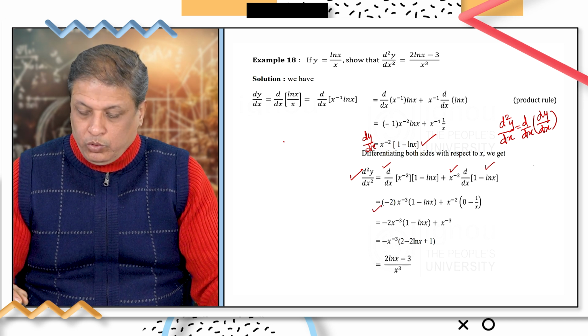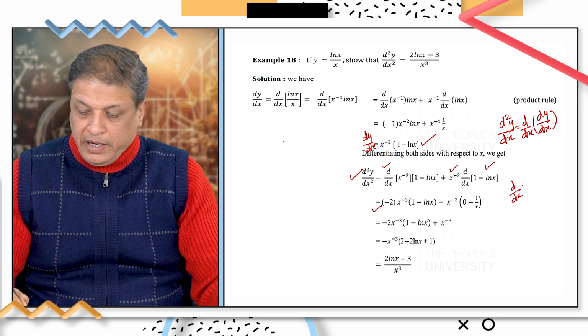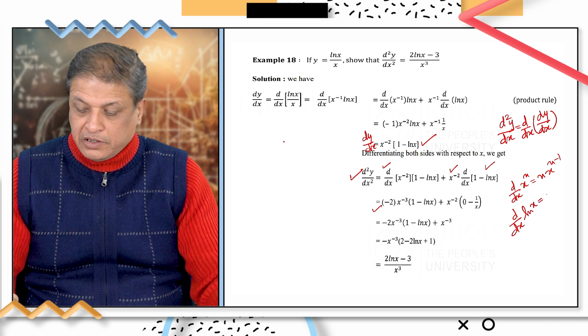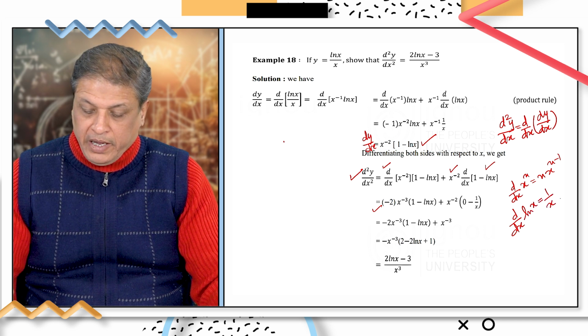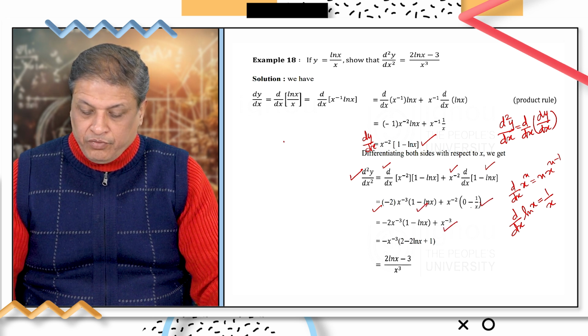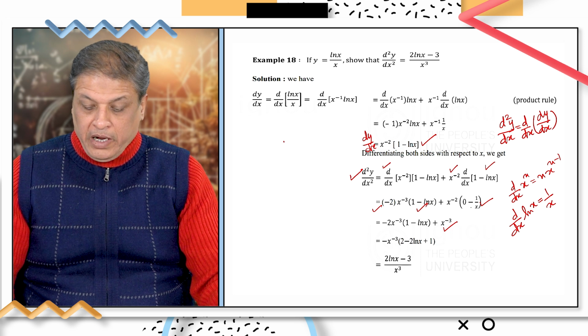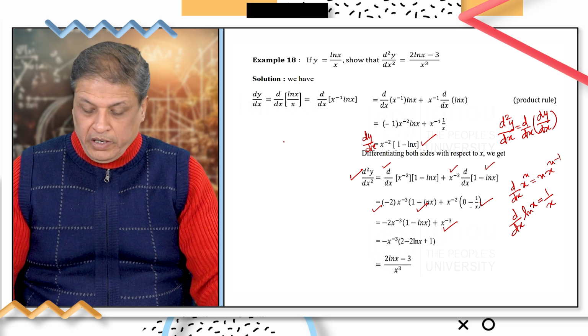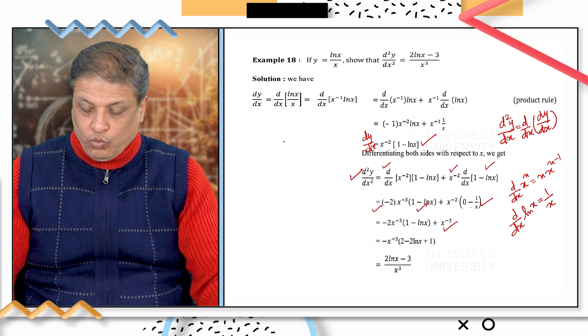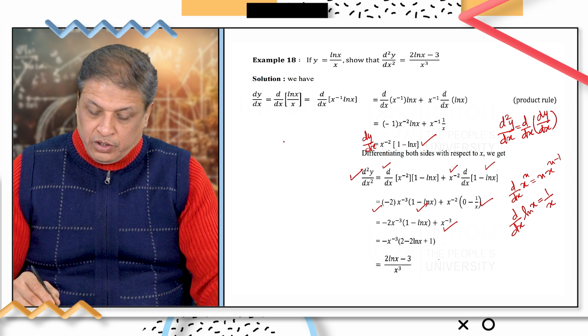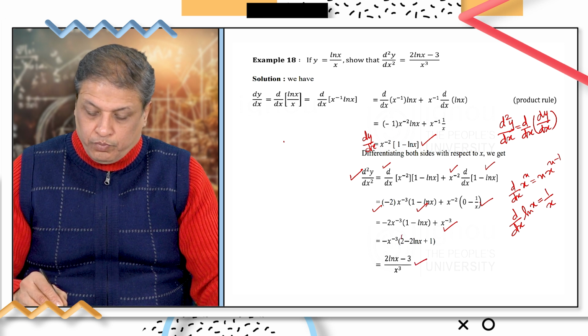Differentiating by applying the power rule, that is d/dx of x to the power n is equal to n x to the power n minus 1, and applying the differentiation of natural logarithm of x, that is d/dx of ln x is equal to 1 by x, and applying these formulas into this expression, you will get finally the solution as minus x to the power minus 3 into 2 minus 2 into natural logarithm of x plus 1. So, this solution actually turns out to be 2 into natural logarithm, because 2 plus 1 is 3. So, this is 3 over here.